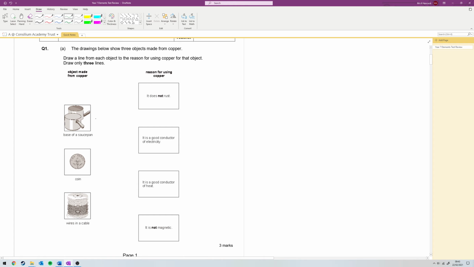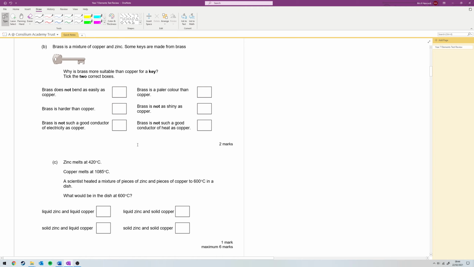An object made from copper is a saucepan. What is the reason for using copper to make that saucepan? Well, you need a good conductor of heat. For the coin, why do we use copper? It does not rust. And for wires in a cable, why do we use copper for that? Copper is a good conductor of electricity.